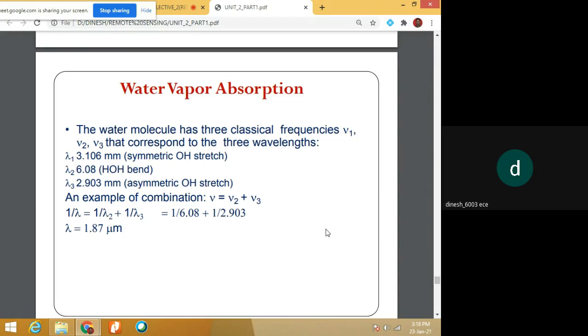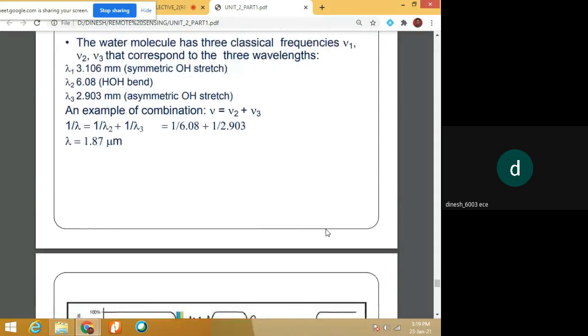And lambda 2 wavelength is 6.08, H-O-H bending, and at wavelength 2.903 micrometer, asymmetric O-H stretch. So these three classical frequencies we get during water vapor absorption. So when electromagnetic radiation falls on the water vapor in space, at these wavelengths, these three occur. So totally we can have a wavelength of around 1.87 micrometer, as an example taken. You can see that in the diagram.